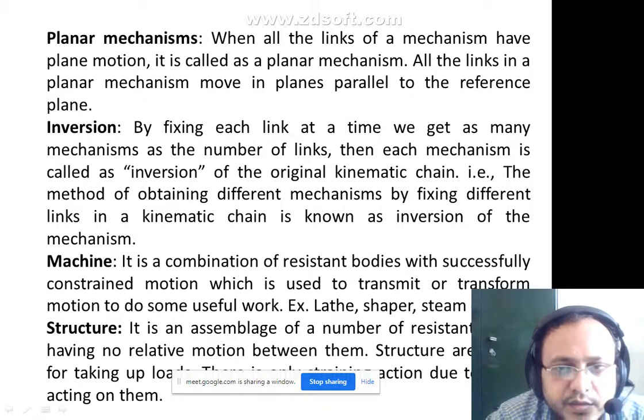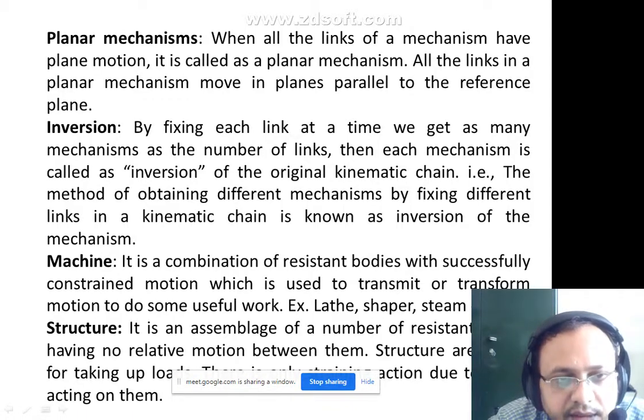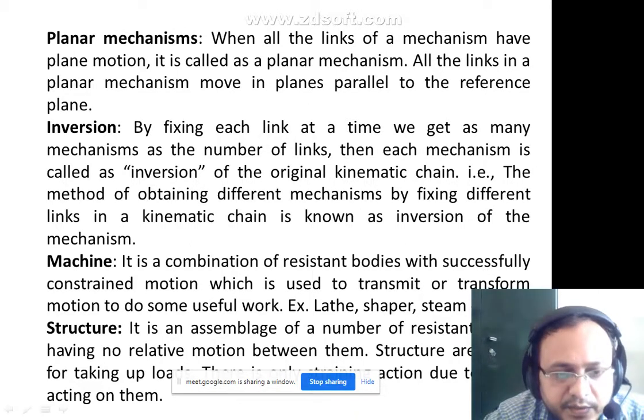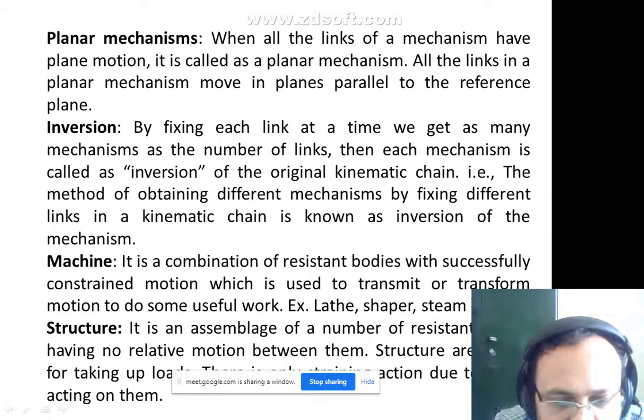Okay, so next, planar mechanism, I think already we discussed in the morning. Inversions we will study later. Machine we discussed now, and the structure also we will discuss. So what is the difference between a machine and a structure? What will happen in the structure?